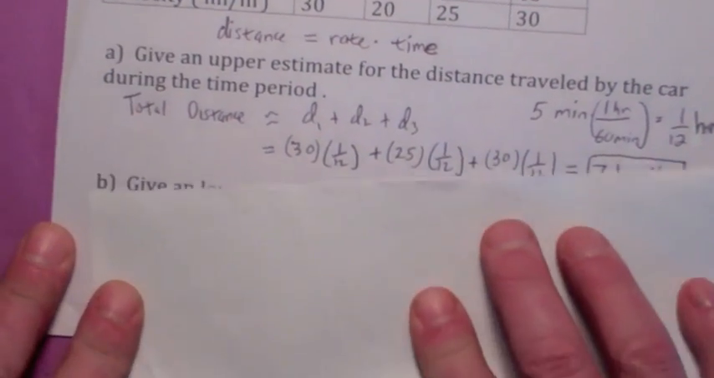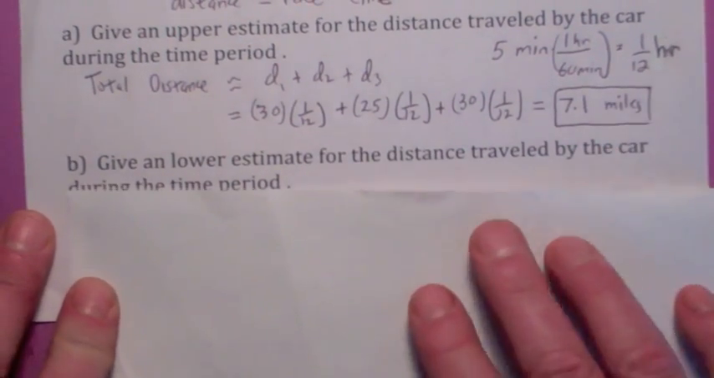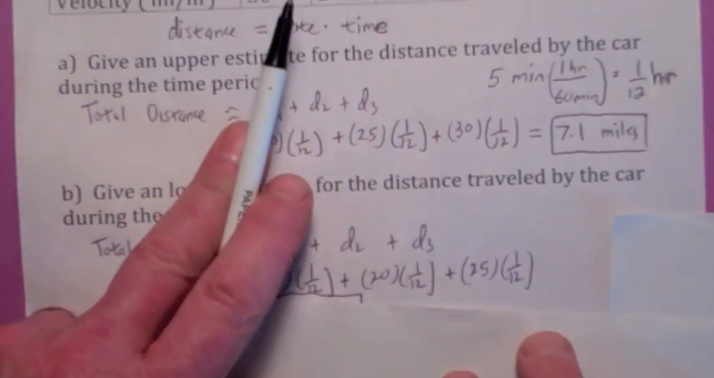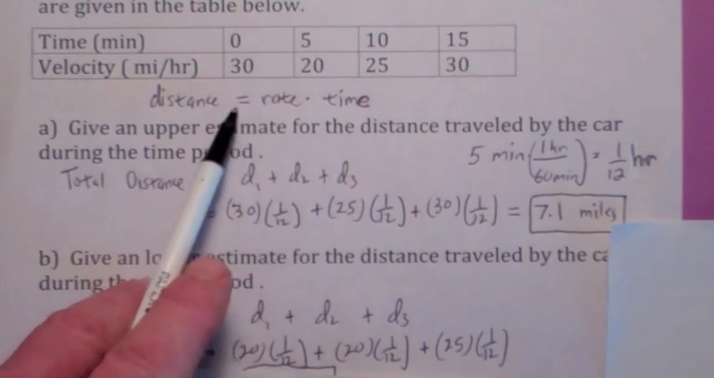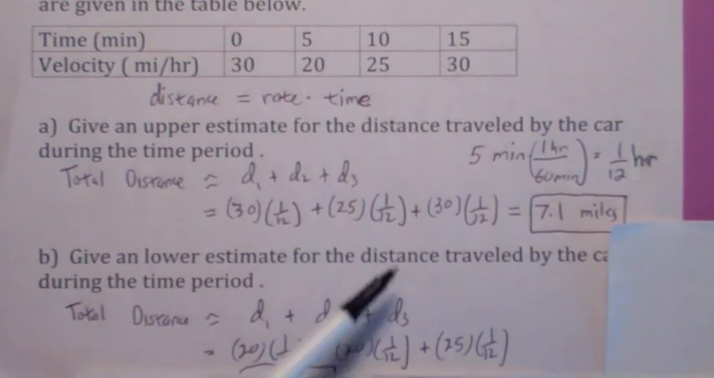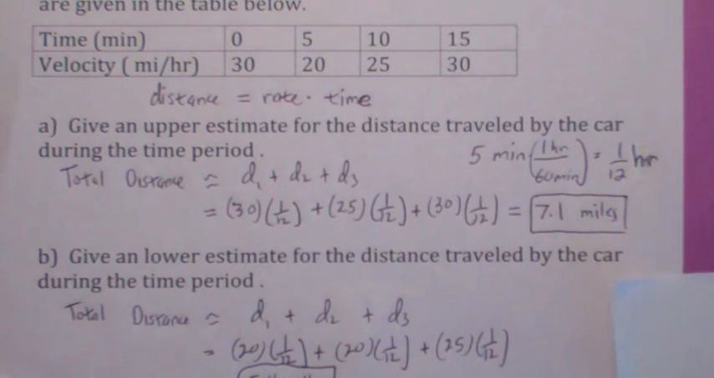If you use a lower estimate for the distance traveled, you would use the smaller value in each of the time intervals. So from 0 to 5, you'd use 20. From 5 to 10, you'd use 20. And from 10 to 15, you use 25. You end up with 5.4 miles.